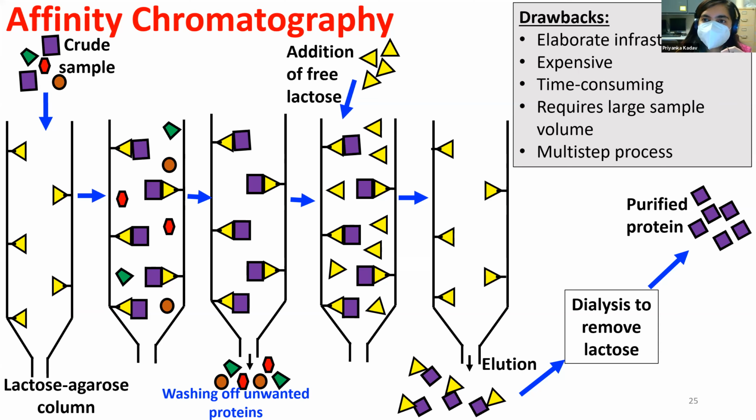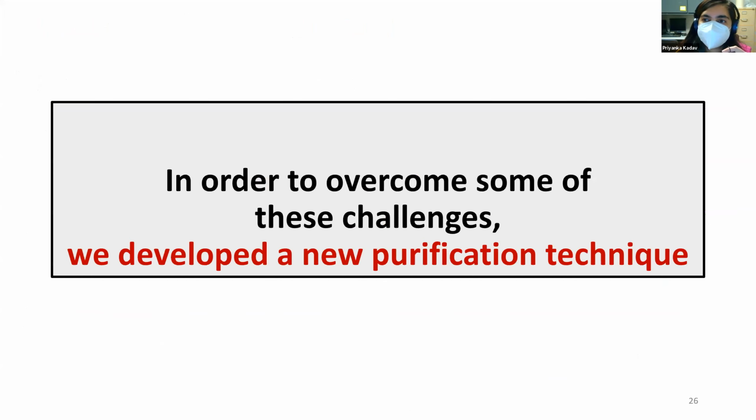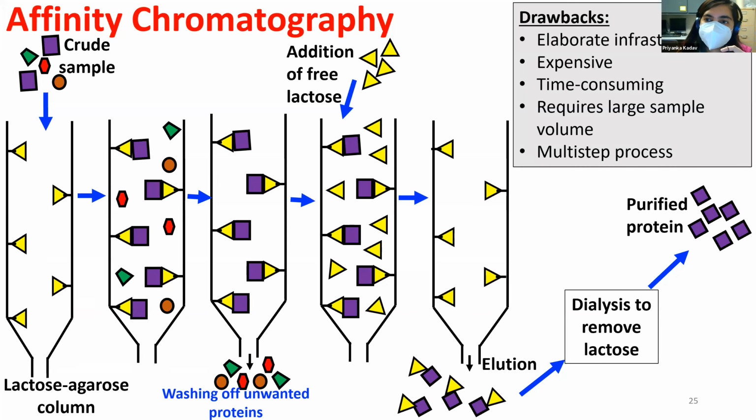But it also has certain drawbacks. It requires elaborate infrastructure, the whole lactose agarose column. Along with that, the lactose agarose matrix itself is very expensive. It's time consuming: from loading till the dialysis, it takes around 3 to 6 days. It requires a large sample volume to be loaded on the column, and it's a multi-step process.